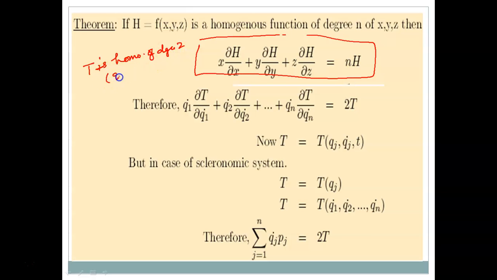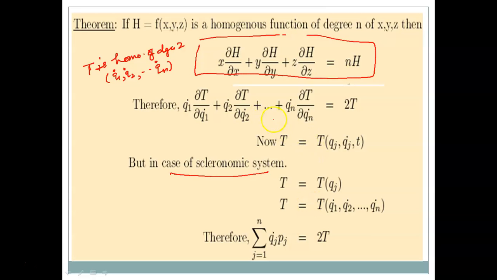And what are the variables? Variables are q1 dot, q2 dot, and so on, because it is homogeneous of degree 2 in terms of generalized velocities. So that is why, by using Euler's theorem, extending it for the n variables, we can write q1 dot del T by del q1 dot plus q2 dot del T by del q2 dot, and so on, equal to 2, and in place of h the function is T. So this is equal to 2T. So here we also know that this T is a function of qj, qj dot and t, but in case of a scleronomic system we have this as a function of qj and qj dots.